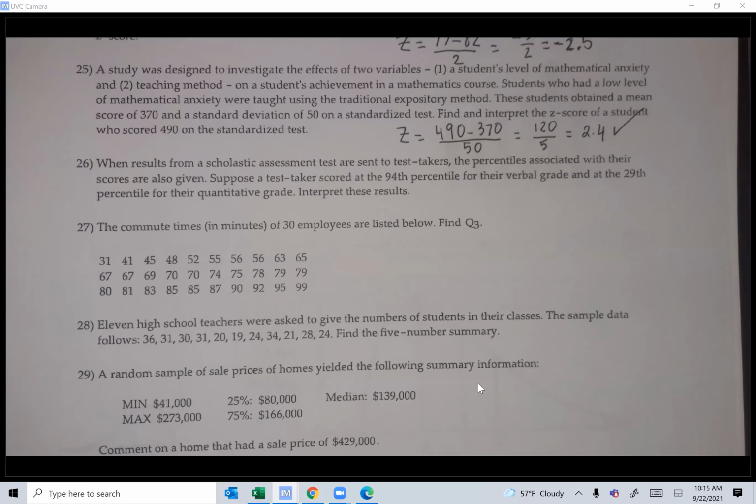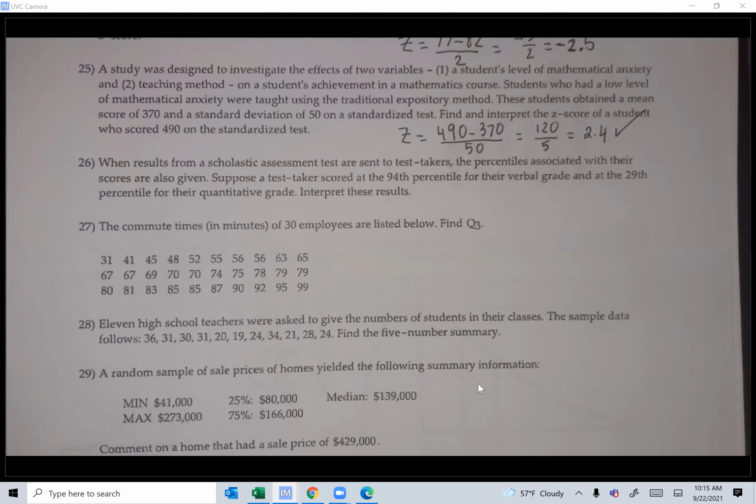26. When results from a scholastic assessment test are sent to test takers, the percentiles associated with their scores are also given. Suppose a test taker scores at the 94th percentile for their verbal grade and at the 29th percentile for their quantitative grade. Interpret the results.